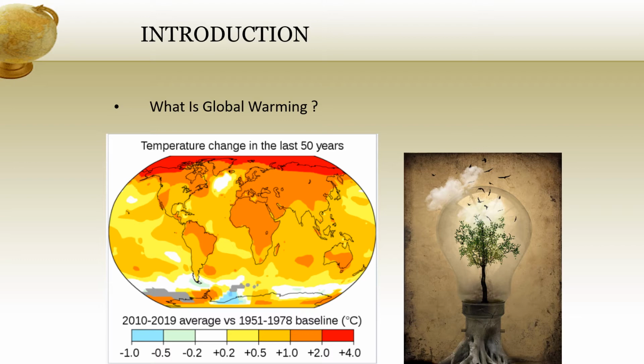Here you can see the clear rise in temperature, the change in temperature in the last 50 years. You can see the map. Here all this yellow portion is the rise in temperature. And over here, after every 10 years, you can see there is a slight rise in temperature, that is 0.2 to 0.5 in the yellow portion.